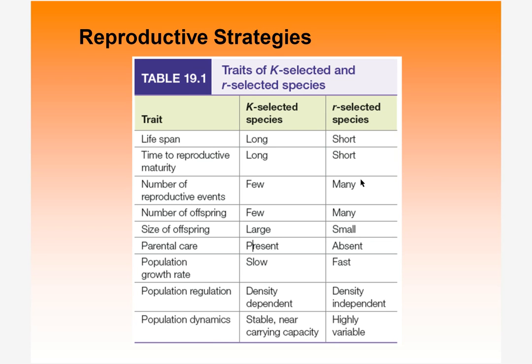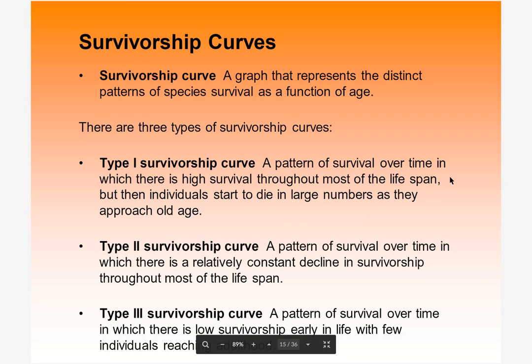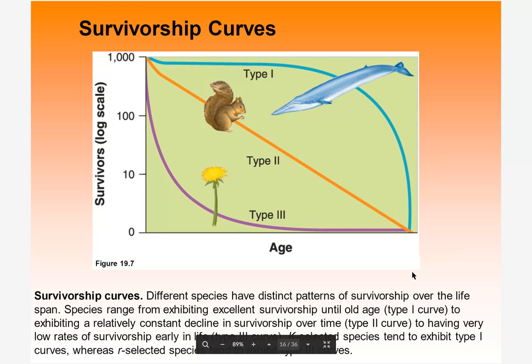Okay, real quick, survivorship curves. Here we go. 1, 2, and 3. Type 1 is a pattern of survival over time where there's a high survival through most of the lifespan, but then individuals start to die in large numbers as they approach old age. Type 2 is a pattern of survival in which there's a constant decline. And type 3 is where there's low survivorship early, right? So type 1, you're going to live to a long age, and then die-off will happen at the end of life. And then type 2 is fairly consistent. In other words, at any point in your life, there's an equal chance of dying. And then type 3, there is a lot of dying off very early. Survival is very low in type 3.